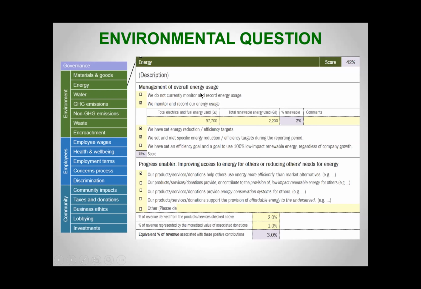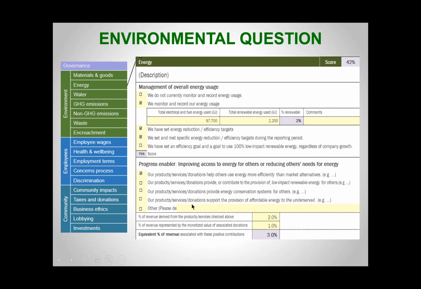We're not currently monitoring or keeping track of this stuff, so they get 0. We do monitor and record our energy usage, and then you're given a chance to put in what that is, like how much energy they're using now, how much of it is renewable energy, and then there's a calculation automatically done between those two numbers. The third part is we've actually set some targets relative to this. The fourth one is we've not only set them, but we've met them for this reporting period.